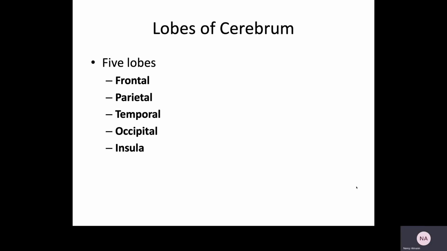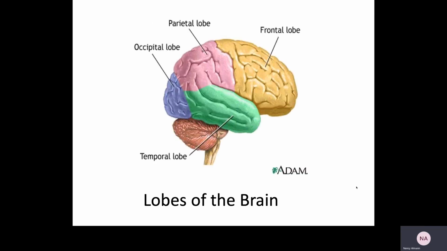Most of you probably already know that there are lobes in the cerebrum. And you've probably heard of the first four that are listed there: frontal, parietal, temporal, and occipital. And some of you may have actually even heard about the insula. Here's a map of the ones that you are able to visualize. The insula is going to be deep to those.